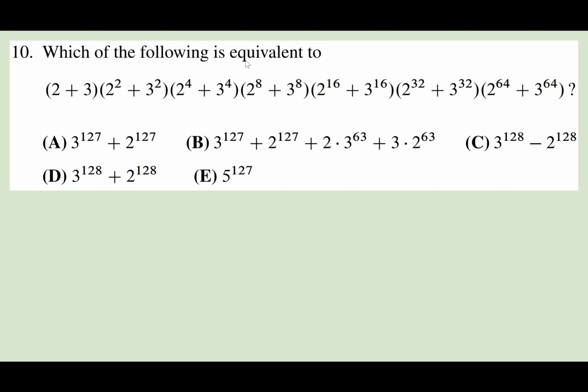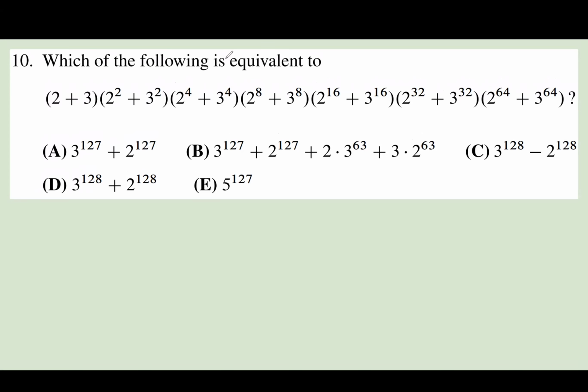We don't really have a formula for a sum of perfect squares, right? But we definitely have a formula for a difference of perfect squares, right? We know that a squared minus b squared equals a plus b times a minus b, right? So we know that a plus b equals a squared minus b squared over a minus b.